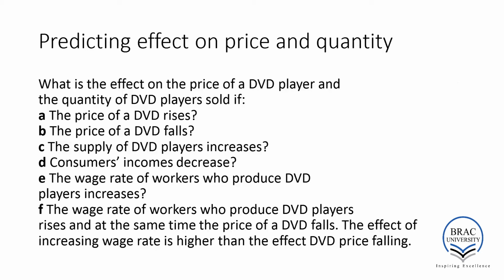Next, we will learn how to predict the effect on equilibrium price and quantity. What is the effect on the price of a DVD player and the quantity of DVD players sold if the price of DVD rises? What if the price of DVD falls? What if the supply of DVD players increases, or consumers' incomes decrease, or the wage rate of workers who produce DVDs increases? Or what if two of these effects work at the same time? We will solve each of the problems one by one.